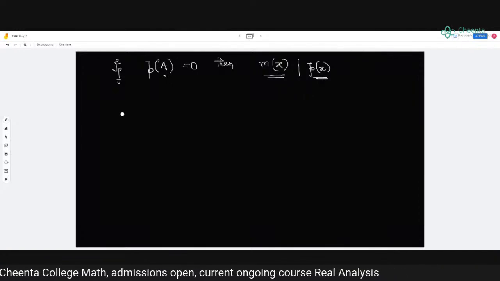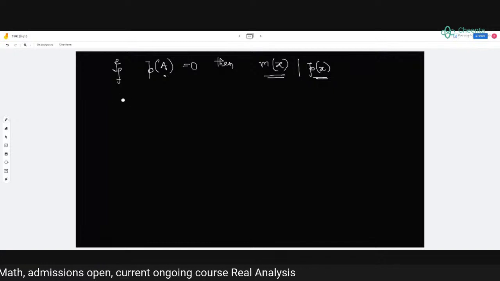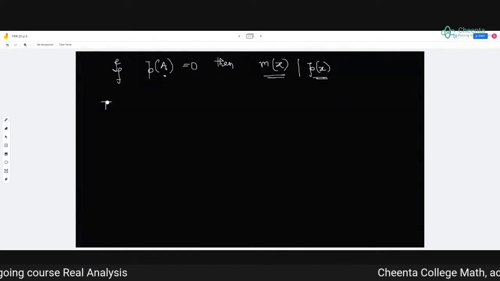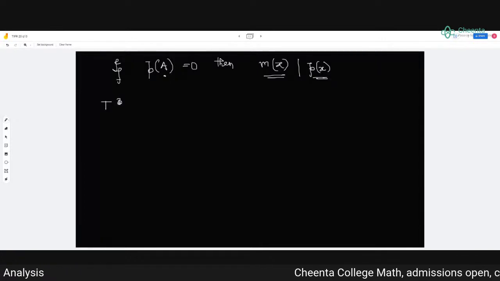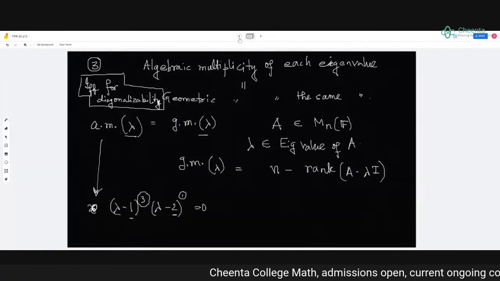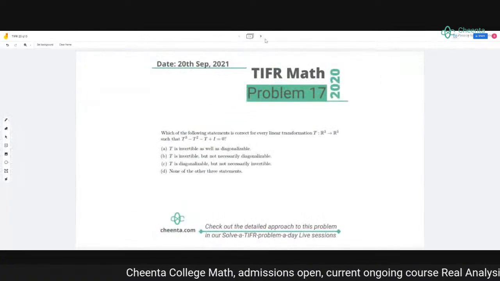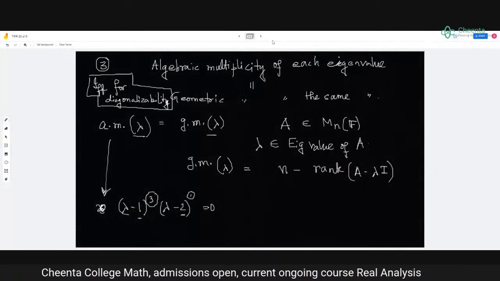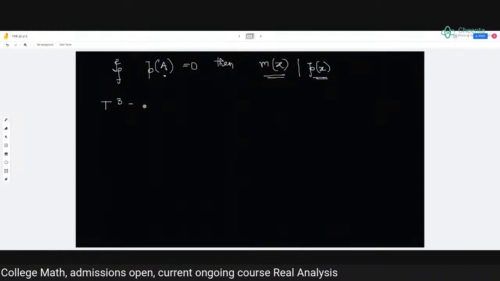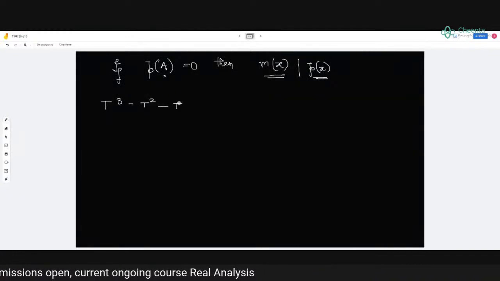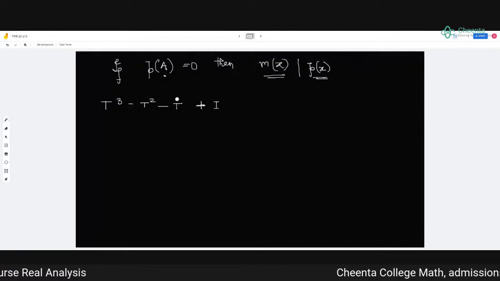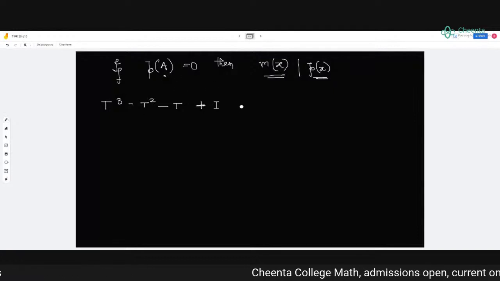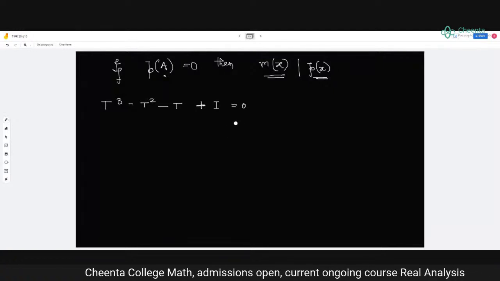Now if you look at this, the given equation is t cube minus t square minus t plus I. They are saying that for every such t, if this is 0, then what happens?